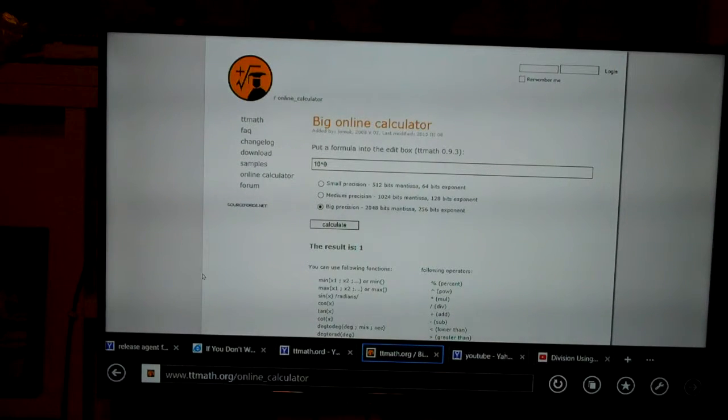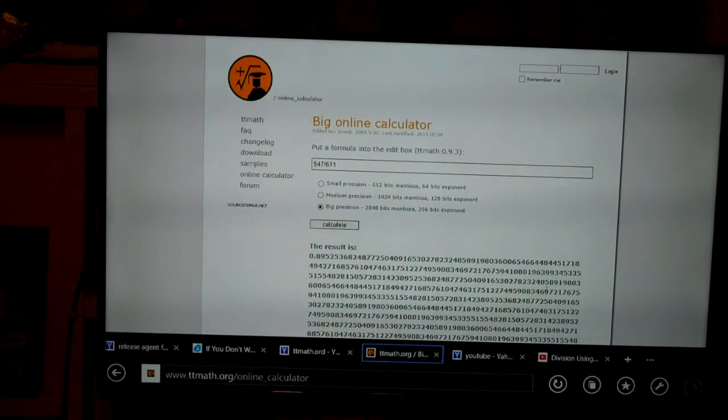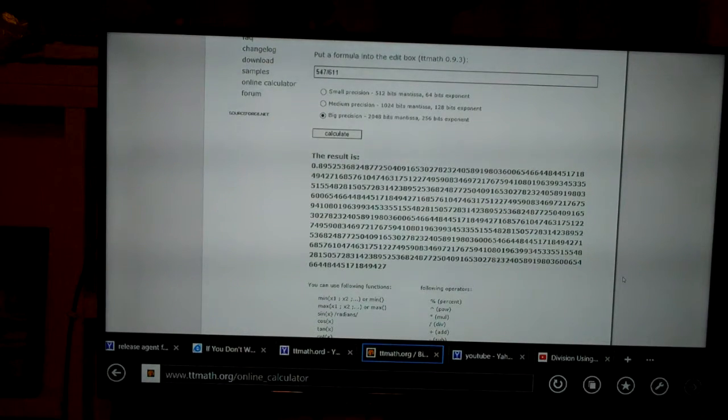I've got the precision set to 2048 bits mantissa, 250 bits exponent. That gets into logarithms and things like that. Let's just say it's big precision and leave it at that for the moment. But let's try 547 divided by 611. And there's your result. Love the speed.